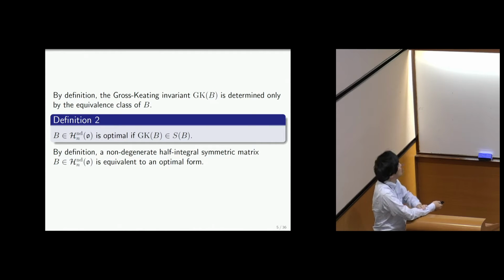By definition, the Gross-Keating invariant is determined only by the equivalence class of B. And B is said to be optimal if the Gross-Keating invariant of B belongs to S(B). By definition, a non-degenerate half-integral symmetric matrix is equivalent to an optimal form.